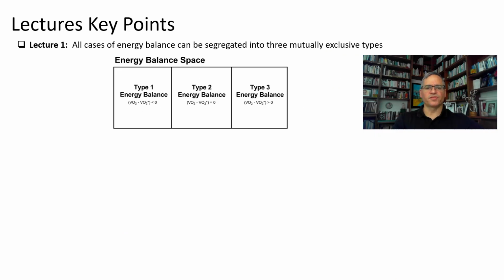To conclude the presentation, I would like to emphasize the key points from all lectures so far. In Lecture 1, we learned that by defining the VO2 deviation, it is possible to divide all cases of energy balance into three mutually exclusive categories: Type 1 energy balance, where the average VO2 deviation is negative; Type 2 energy balance, where the average VO2 deviation is 0; and Type 3 energy balance, where the average VO2 deviation is positive.